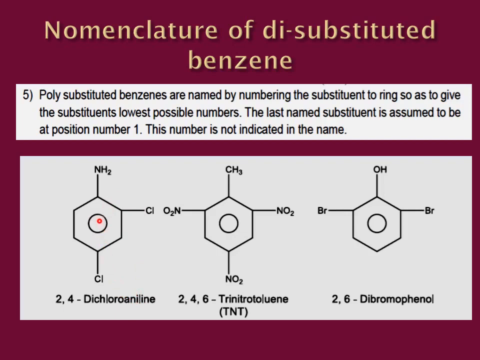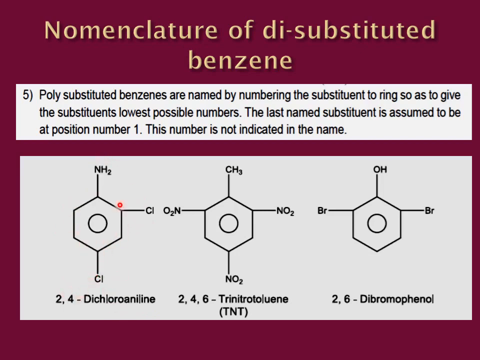Therefore, chlorine gets 2, 3 and then 4. So 2 chlorine atoms are present at position number 2 and 4. And NH2 is going to get carbon number 1, but we are not going to indicate that number, and it is written at the end. So the name of this compound is 2,4-dichloroaniline.